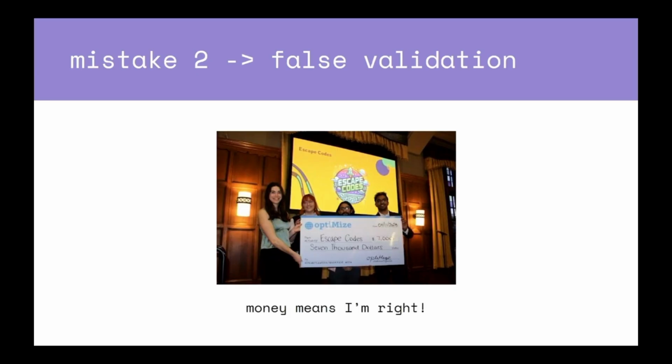So the second big mistake that we made was false validation. What I mean by this is, in addition to deciding what you're going to build, your team is also going to have to decide what metrics you're going to use to judge if you're making progress on the thing you're building. And our team decided to use funding as our main metric to decide if we were making progress. I'll go a little bit later into some of the bad things that happened because we did this.